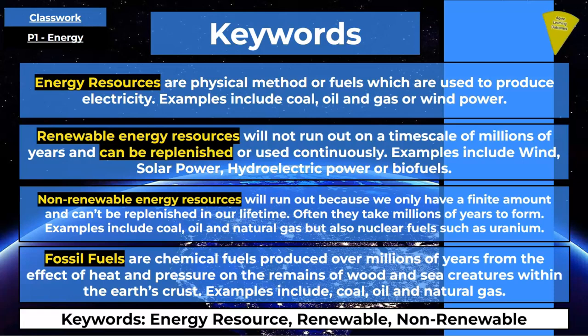Obviously I've just mentioned fossil fuels specifically, so those are chemical fuels produced over millions of years under the effects of heat and pressure from either the remnants of wood or of sea creatures, and as they're compressed within the Earth's crust, they eventually are turned into coal, oil and gas, etc. Because they come from fossils, they take millions of years to produce.